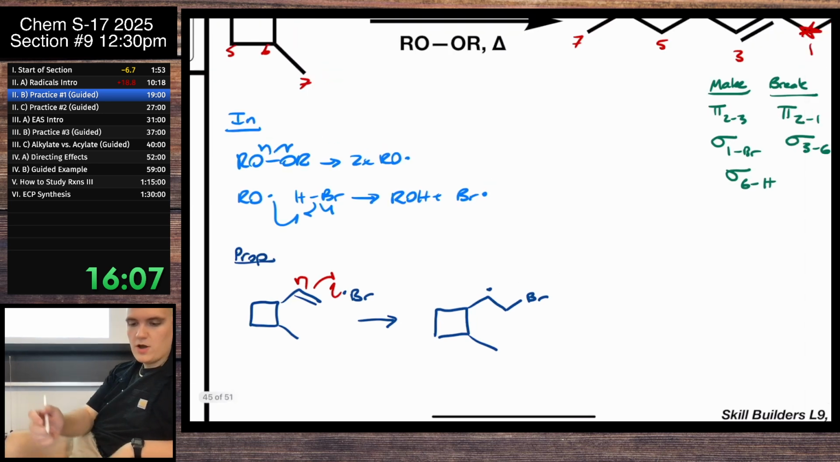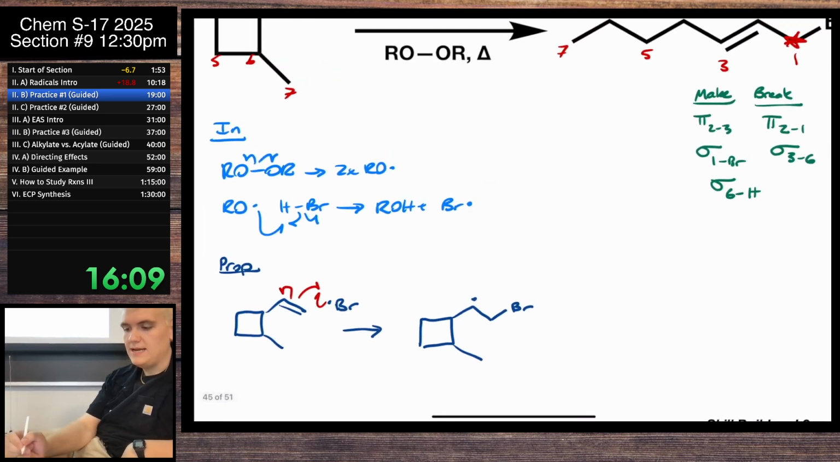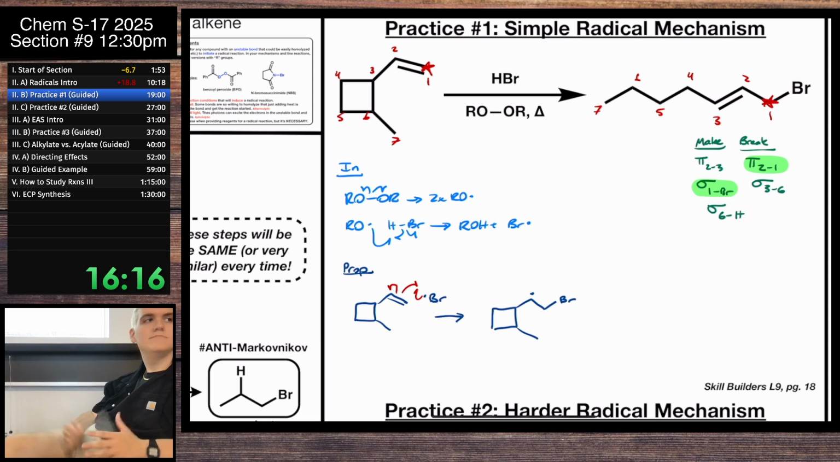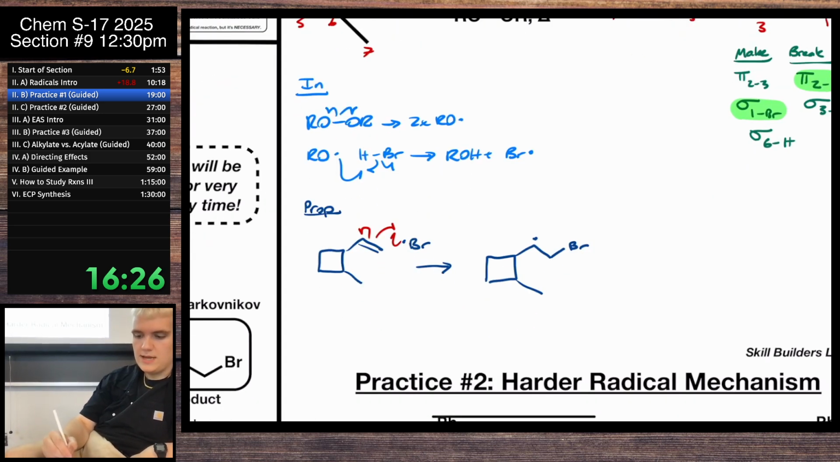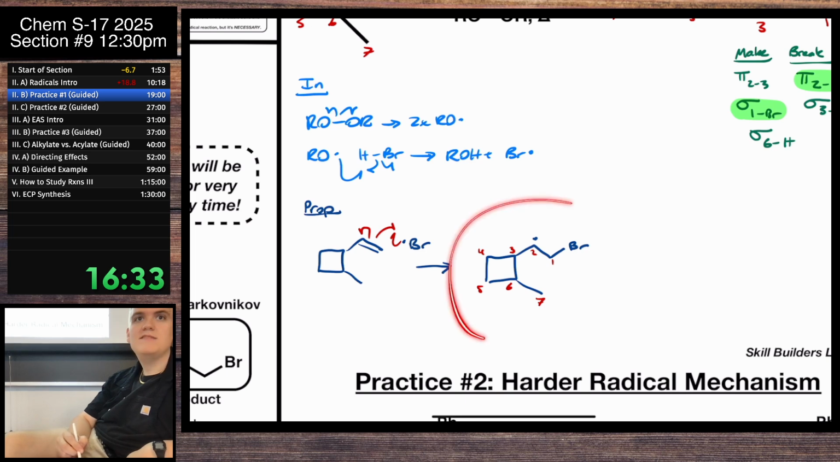Okay, so we have accomplished a couple of our goals already. We made the bond to bromine, and we broke our 1,2 pi bond. Great. So now our make and break list can help guide where we go next. On this molecule, I'll do my numbering again: 1, 2, 3, 4, 5, 6, 7. What is the most reactive carbon in this species right now? 2. It has the radical.